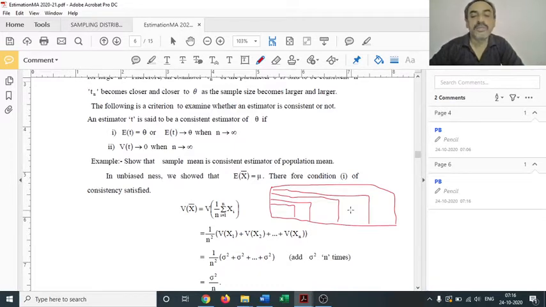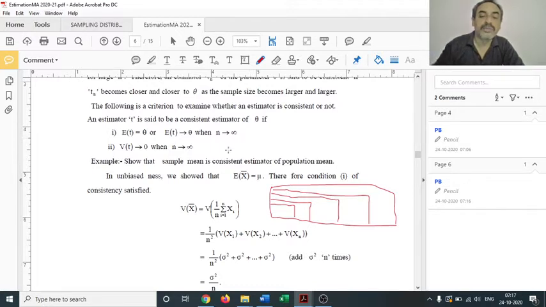We can illustrate with the help of an example. Here again we consider sample mean to examine consistency. So E of x bar equal to mu. It is already proved along with unbiasedness. So here an estimator is said to be consistent if E of T is equal to theta, or E of T tends to theta when n tends to infinity. Secondly, variance of T tends to 0. So these are the essential properties that an estimator has to possess for the property of consistency.